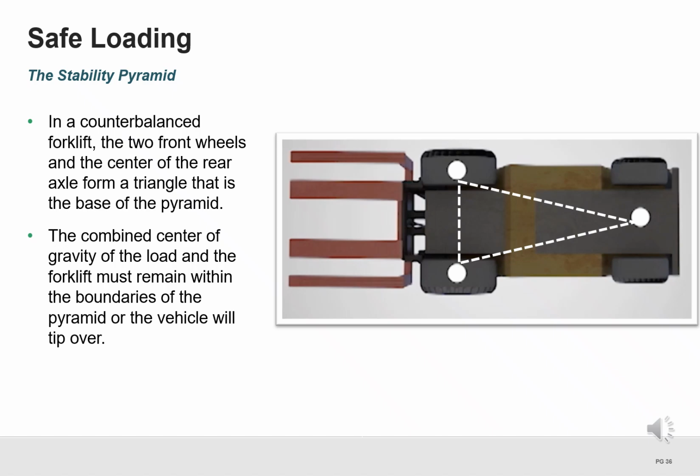To understand forklift stability, think of a triangle formed by the two front wheels and the center of the rear axle. This triangle is known as the stability pyramid. The combined center of gravity of both the forklift and the load must stay within this triangle at all times. If the center of gravity moves outside of this area, the forklift can tip over. This is why proper load placement, smooth operation, and controlled movements are critical to safe operation.